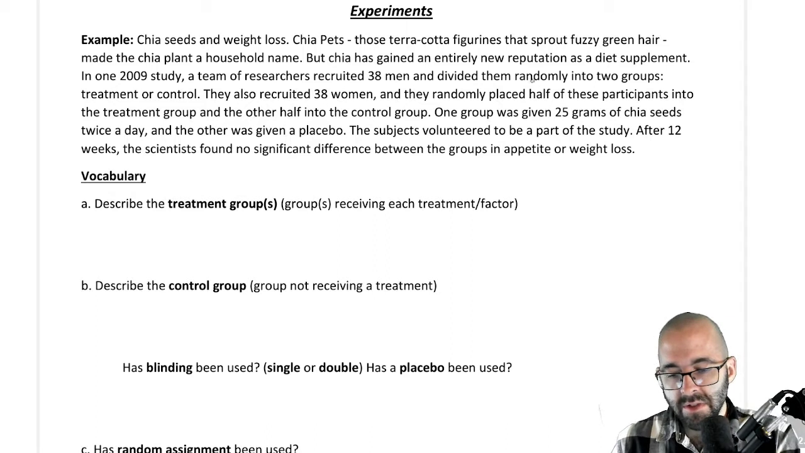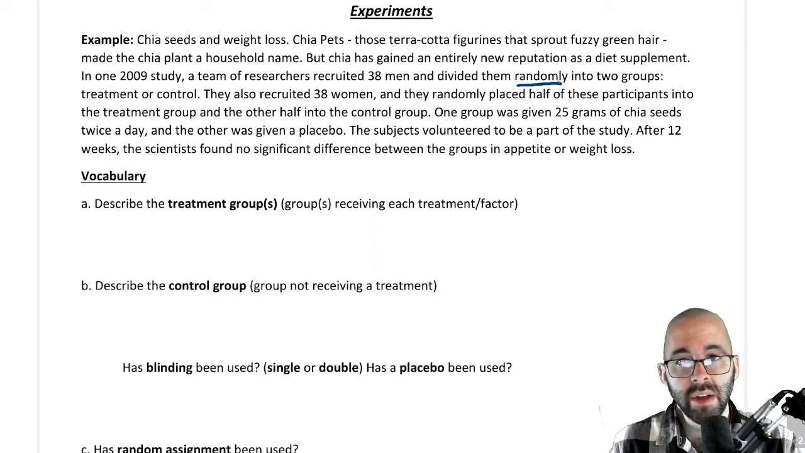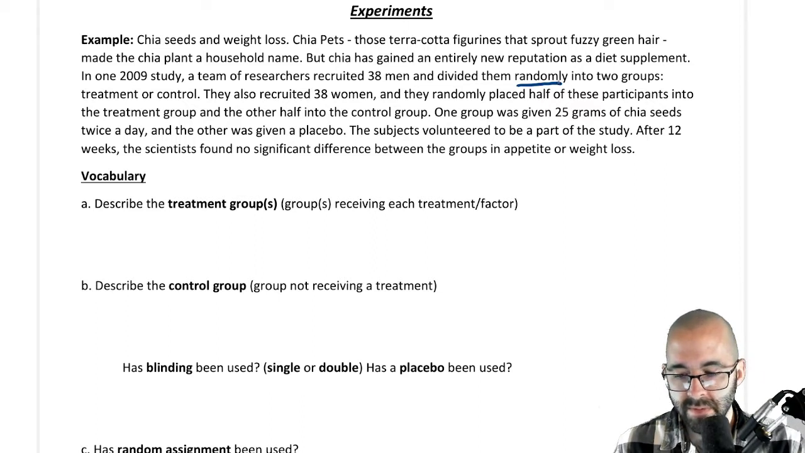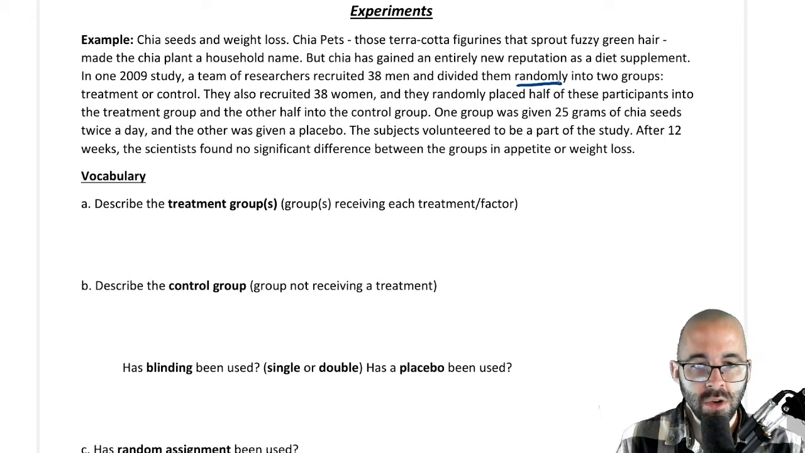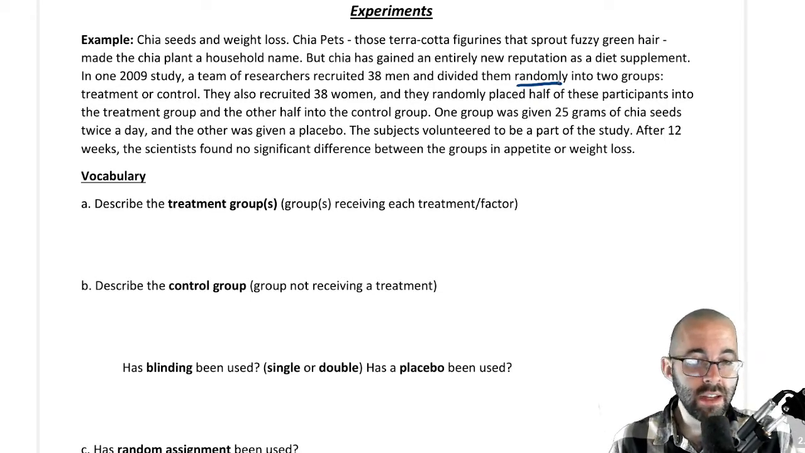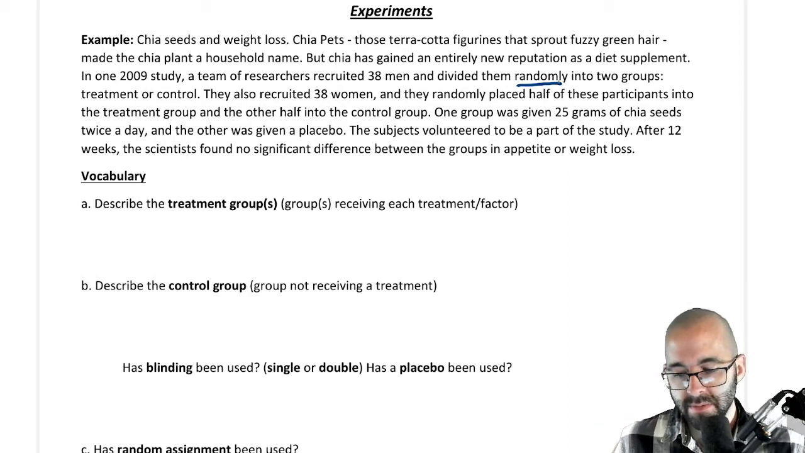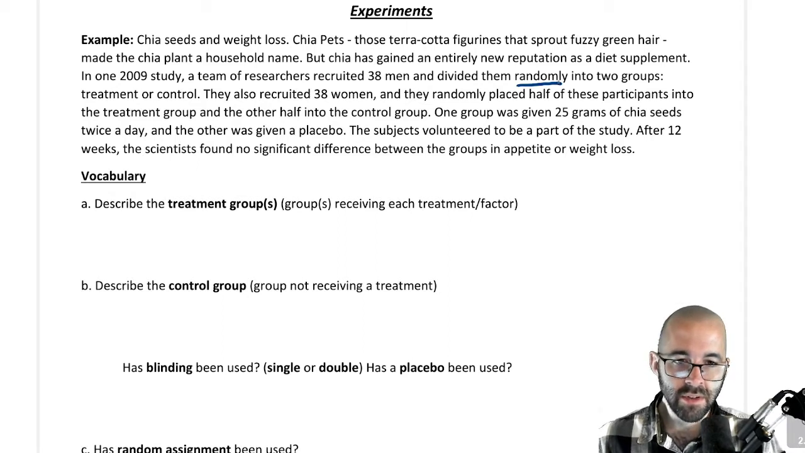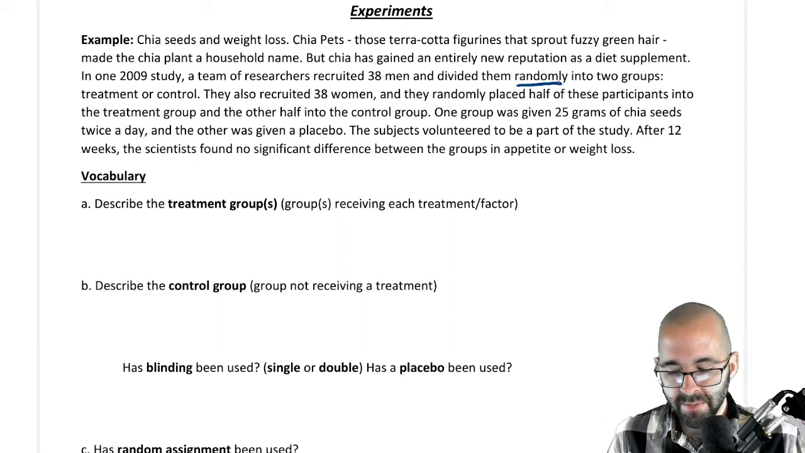It's also very important that these are randomly divided. We can't just put all the really fit people into one group and all the less fit people in another group, right? It has to be random. They also recruited 38 women, and the women were randomly placed into two groups as well, very similarly. So we have an experiment with a treatment and control group, but we're also separating between the men and the women. Maybe it affects one differently than the other. Or maybe they just have different groups, of course, right?